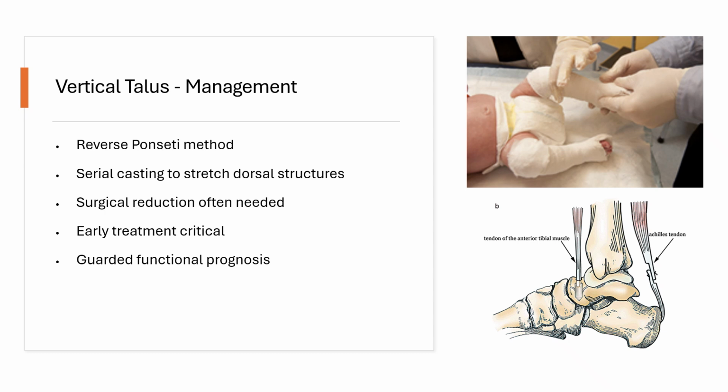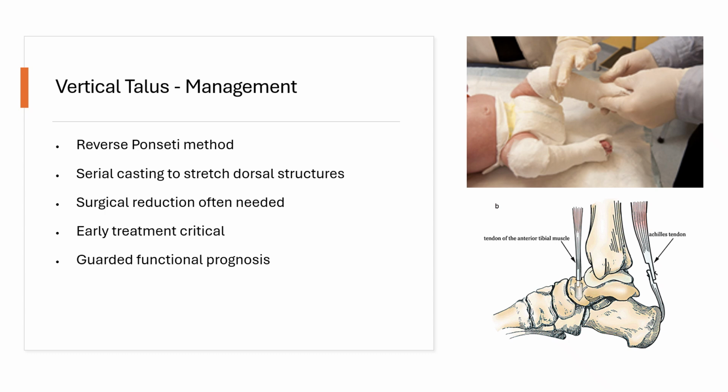Treatment of congenital vertical talus has evolved to incorporate principles from the successful Ponseti method, adapted for this more complex deformity. The reverse Ponseti method uses serial casting to gradually stretch the dorsal structures that maintain the abnormal positioning, working systematically to restore more normal anatomical relationships. This approach represents a significant advance over historical treatments that relied primarily on extensive surgical reconstruction. However, the structural nature of vertical talus means that serial casting alone rarely achieves complete correction, and surgical reduction often becomes necessary to restore proper bone alignment and joint function.